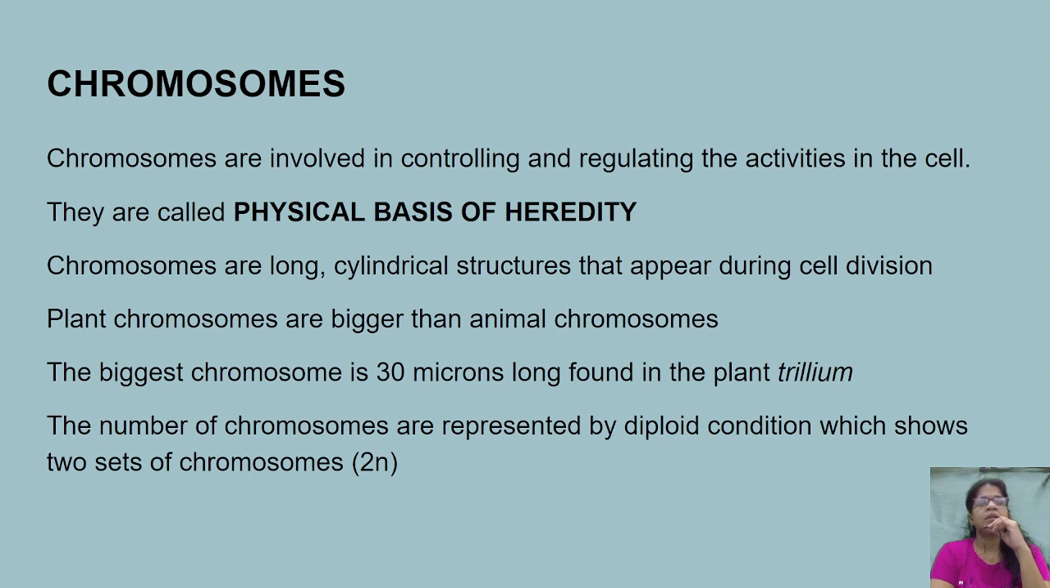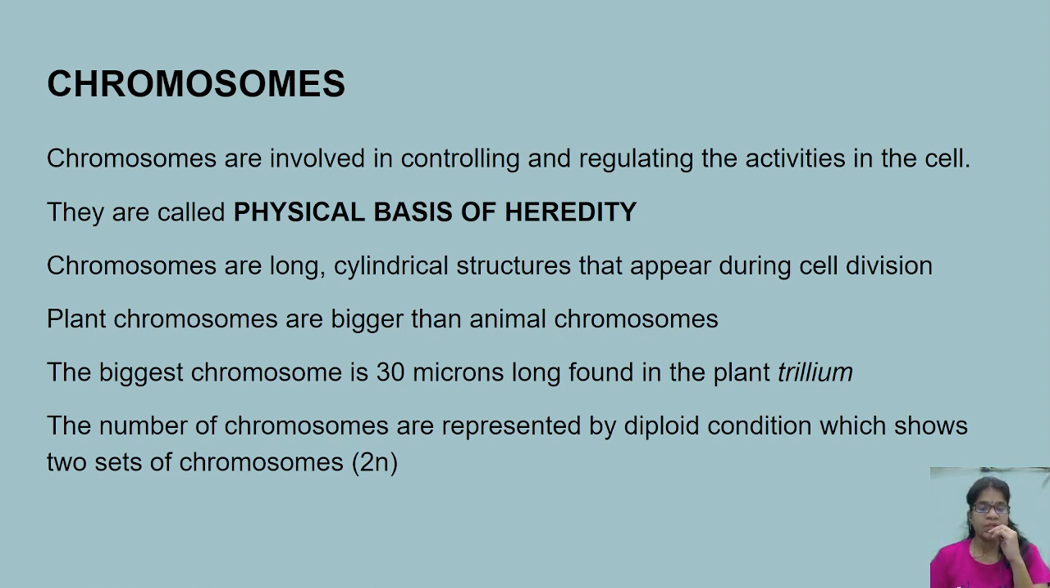Chromosomes are considered to be the main physical basis for heredity, because they carry the genetic information from one generation to the other generation. They are capable of transferring that. You all know that in cell division, the DNA gets divided equally into the daughter cells, and thus it gets transported from one generation to the other. The chromosomes are involved in controlling and regulating the activities in the cell. They're also called the physical basis for heredity.